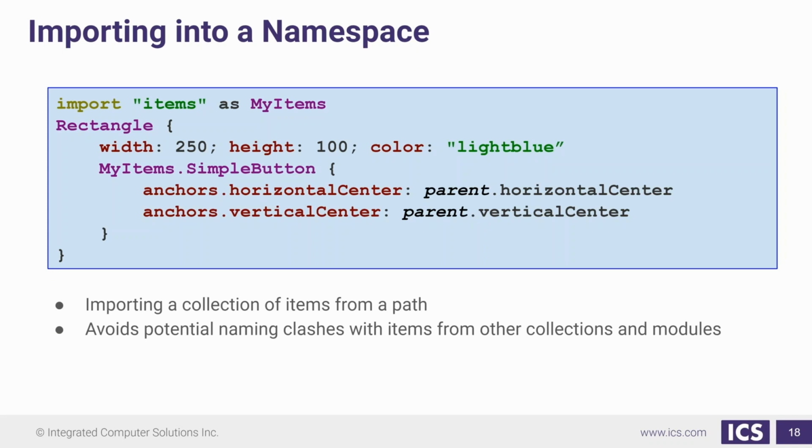So we would do MyItems.Rectangle to make that rectangle. In our case, we're using the simple button. So when we want to create that, we just use the namespace dot the item name, and then we can create that button. It's basically used like a namespace you would in any of the other languages you're used to.